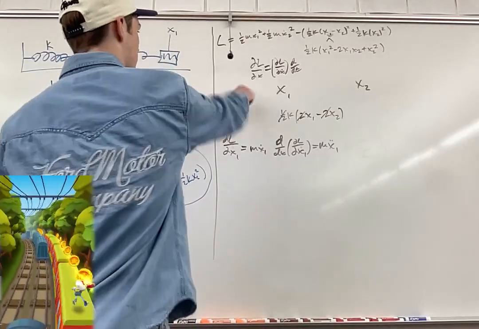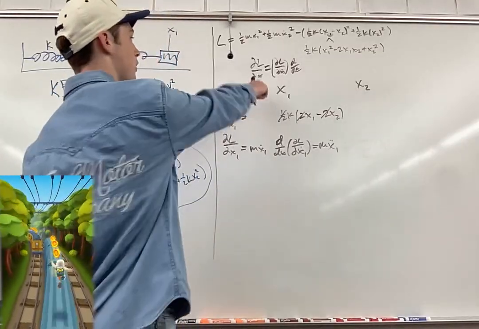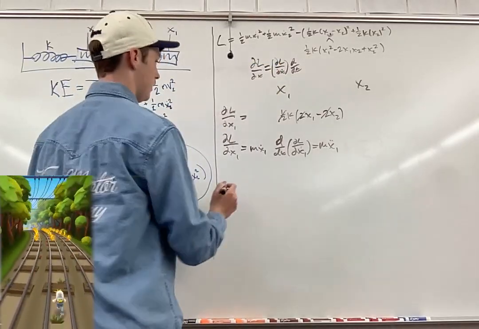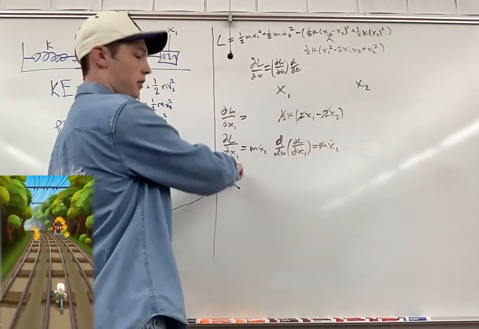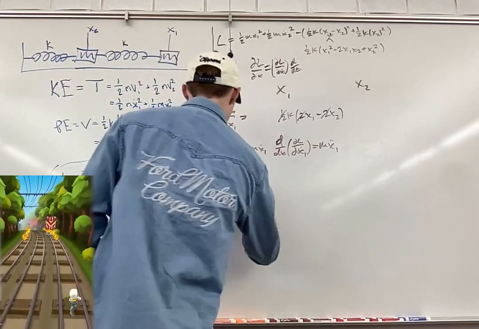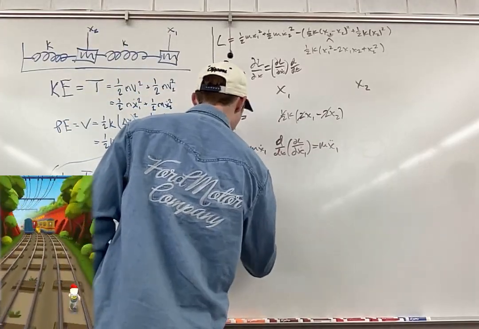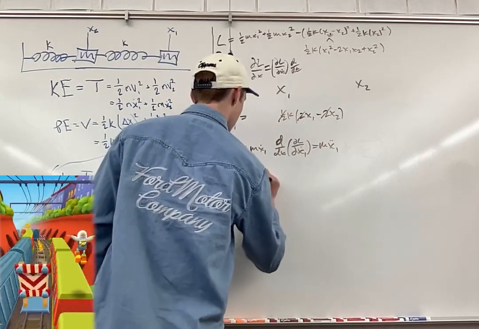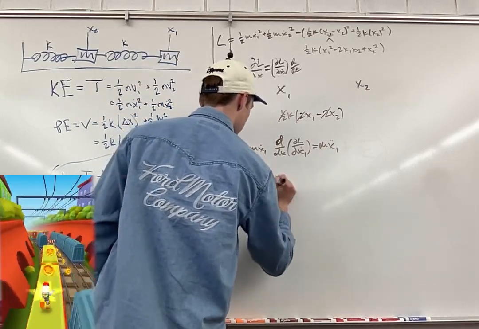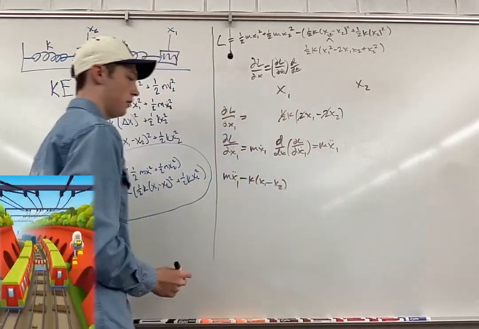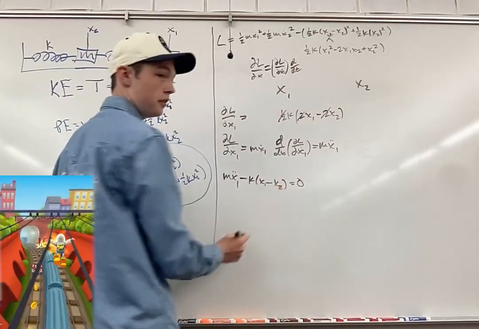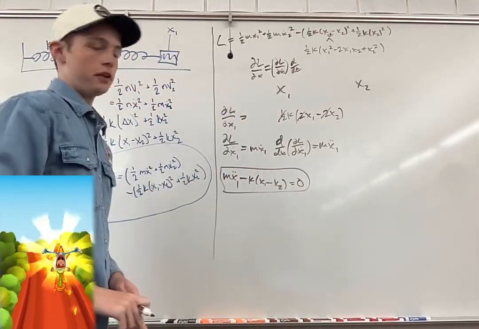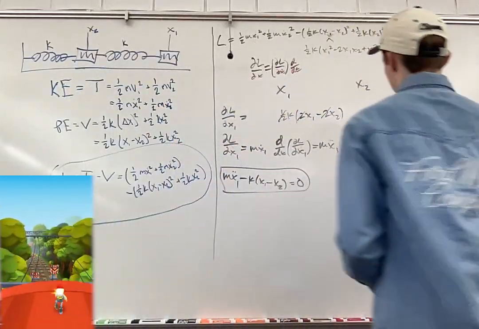And so now plugging this into Euler's equation, if we subtract this over to the other side and get 0 over here, then we get m x double dot 1 minus this expression here, k times x1 minus x2. And so this is going to be equal to 0. This is going to be our equation of motion in the x1 direction.